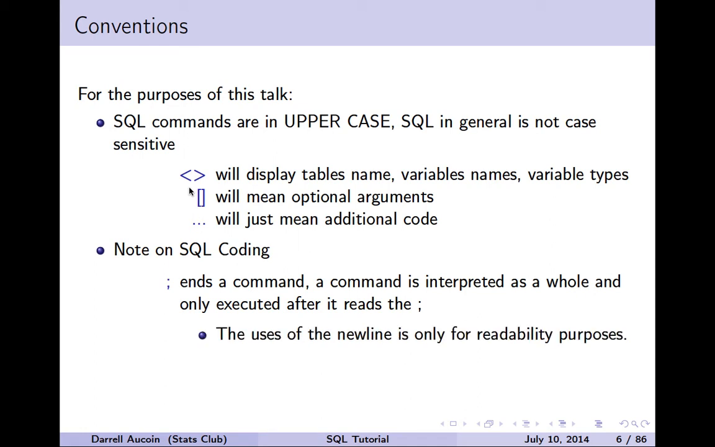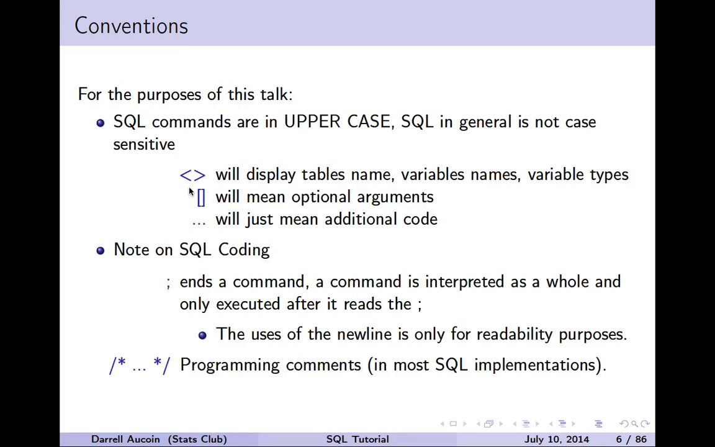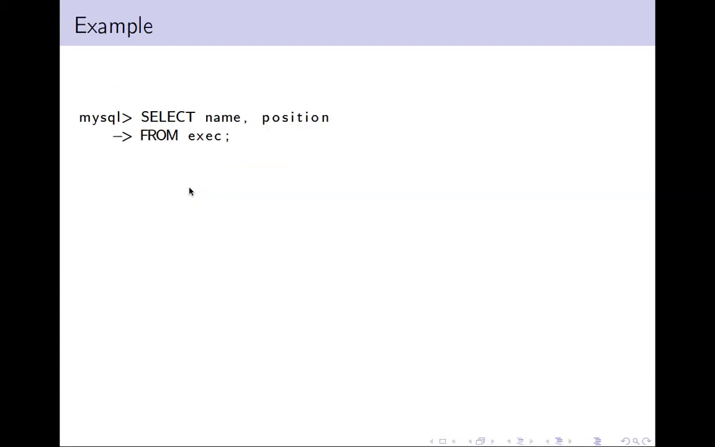The use of a new line is only for readability purposes. You don't really need it. SQL ignores the new line statement. Same thing with white space, other than just delimiting. The slash-star is for programming comments. That way, if you're actually writing up code, that's how you would show comments in SQL.